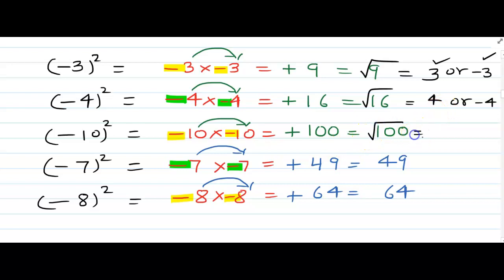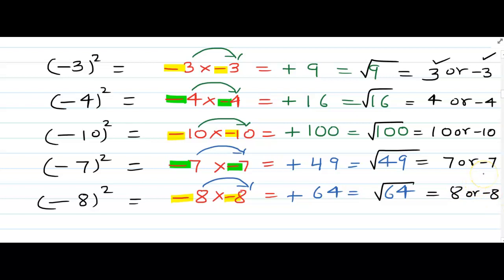Similarly, the square root of 100 can be 10 or minus 10. Yes, similarly, the square root of 49 can be 7 or minus 7. The square root of 64 can be 8 or minus 8. So I hope things are clear now.